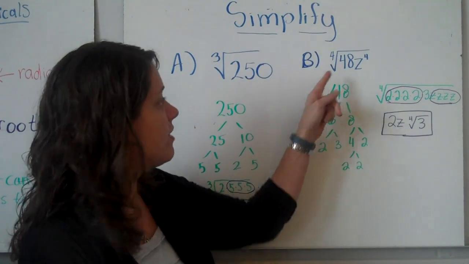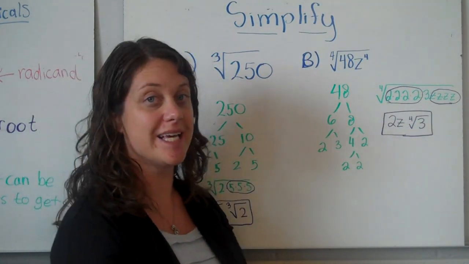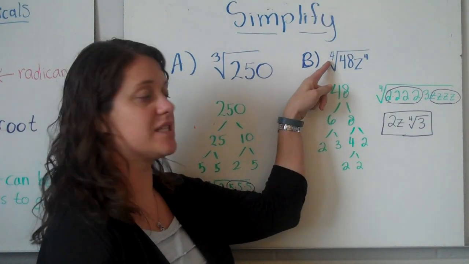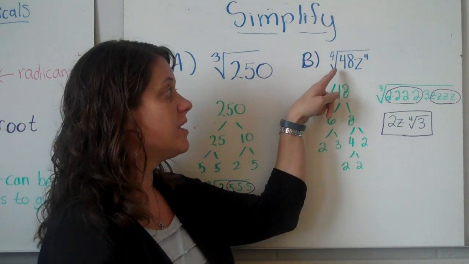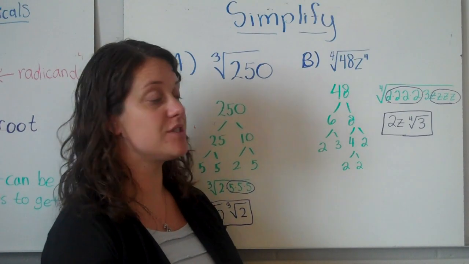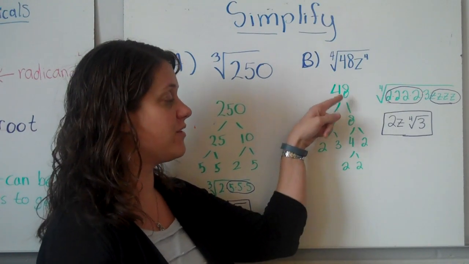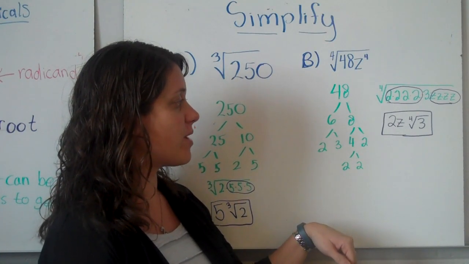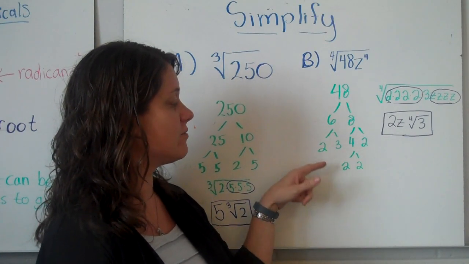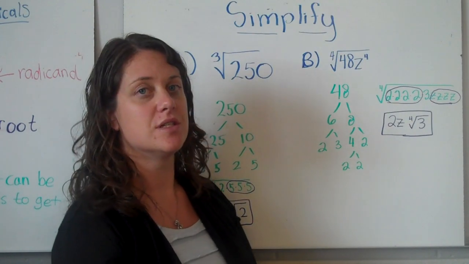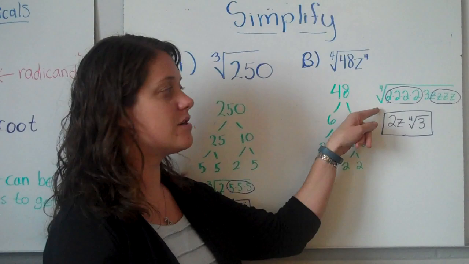So let's look at this one. Now we're adding in another layer, a variable. This time we have an index of 4. We have the fourth root of 48z to the 4th. Like I said, the first thing you want to do is break down the 48. I made a factor tree and came up with the prime factors. My prime factors were 2, 3, 2, 2, and 2. Again, I rewrite them under the root.